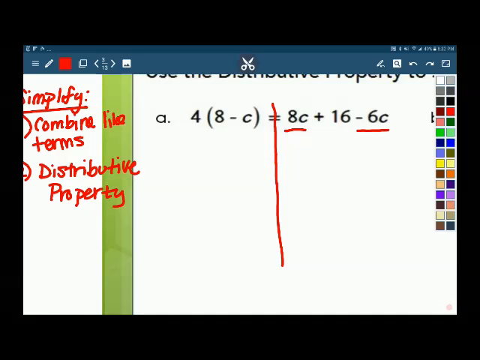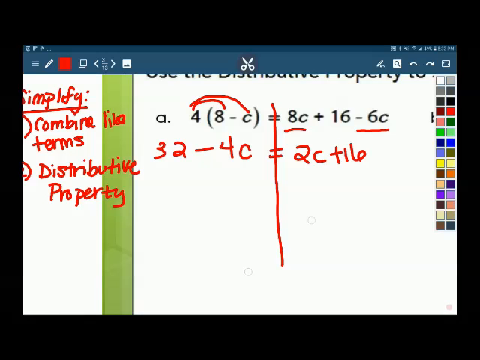So first off, I'm going to use the property. 4 times 8 is going to be 32. And then negative c times 4 is negative 4c. Drop down my equal sign, and then on the right side, combine the like terms, 8c and negative 6c. That's going to be 2c. And now I have two sides that are simple. I cannot combine any other terms together.